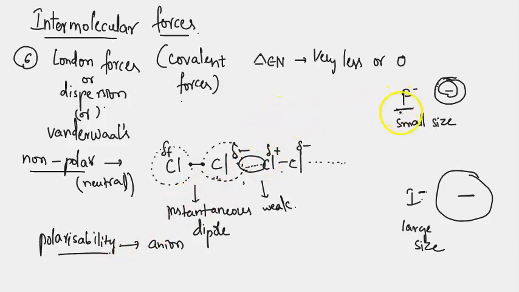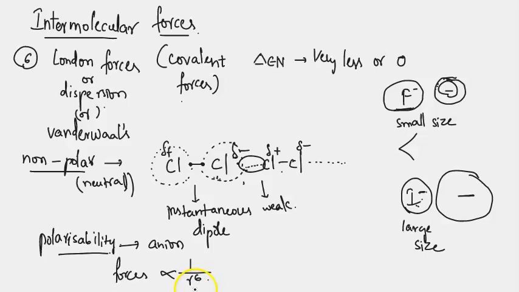So the polarizability of a small sized anion is less compared to that of a large sized anion. This is the main factor on which the London forces depend. Also, these attractive forces are inversely proportional to R power 6.